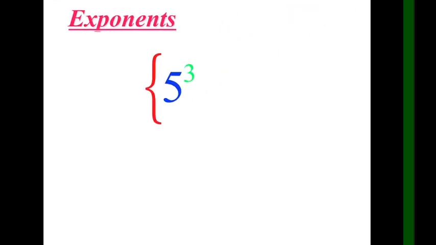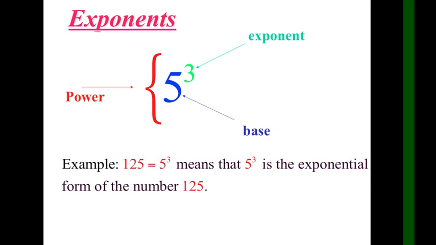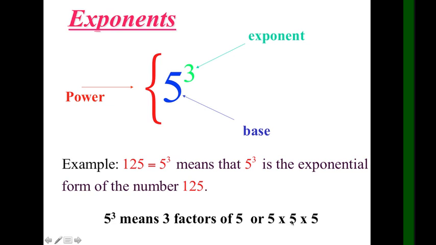Exponents. So let's have this 5 cubed, or 5 raised to 3. This whole thing, 5 cubed, is called a power. That 5 is the base, and that 3 is the exponent. Example, 125 is equal to 5 cubed, which means that 5 cubed is the exponential form of the number 125. Or simply, 5 cubed means 5 times 5 times 5, and the answer is 125. 5 cubed means 3 factors of 5.